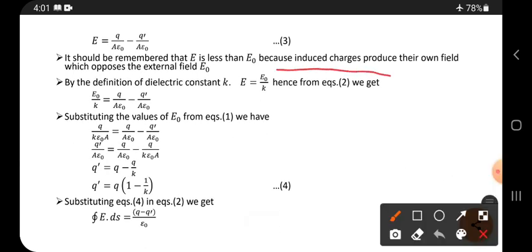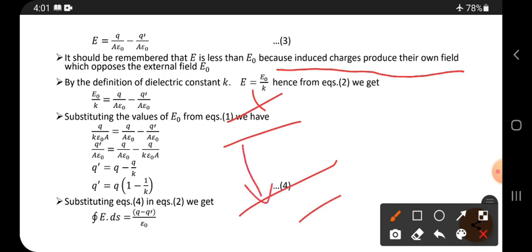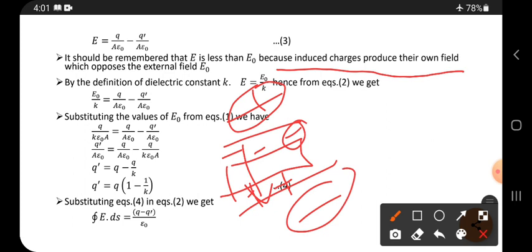Because induced charges produce their own field which opposes the external field. Here this is the positive plate and this is the negative plate, and the electric field is like this. When you keep a dielectric material here, it produces negative charges on this side and positive charges on that side. So these induced charges oppose the original field.